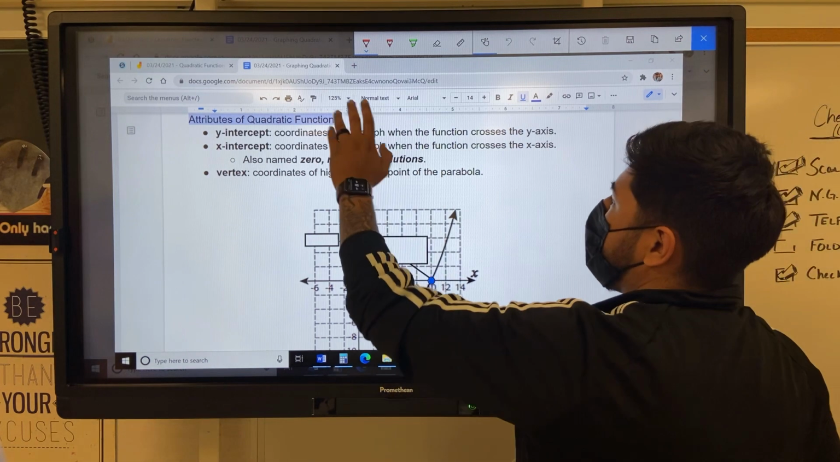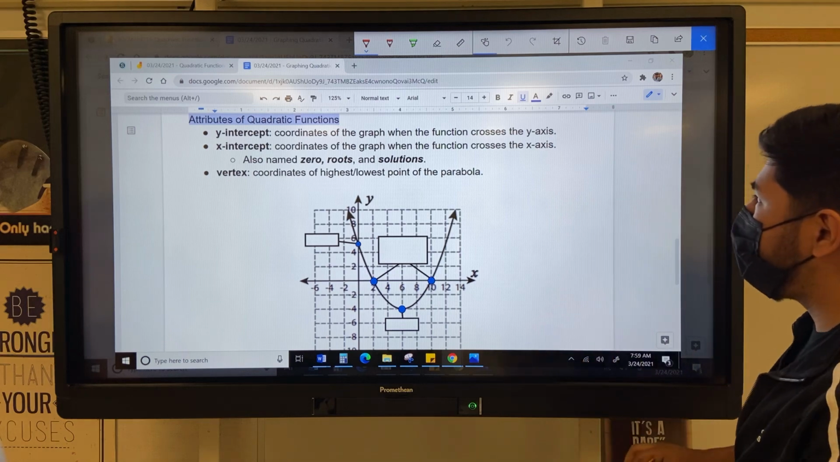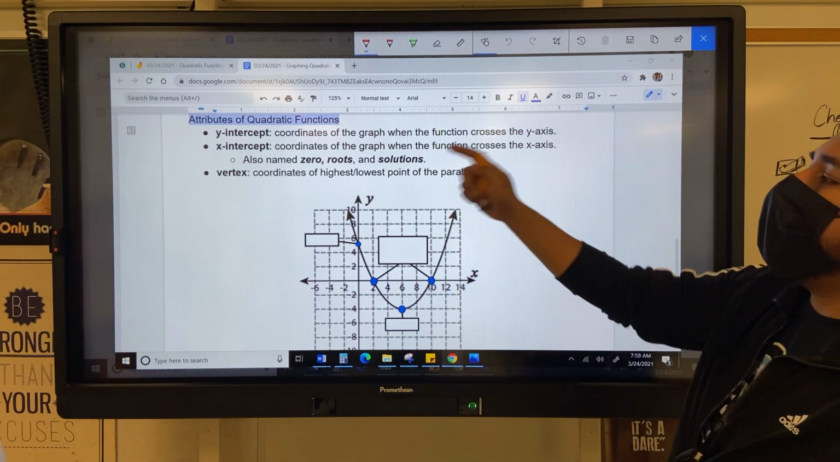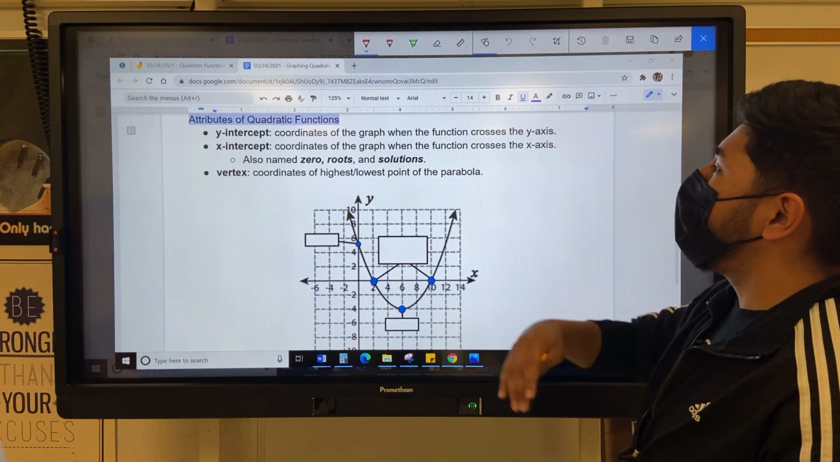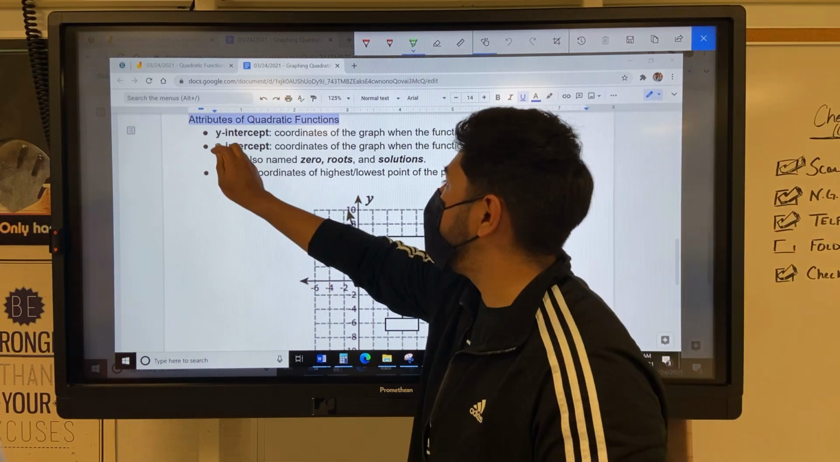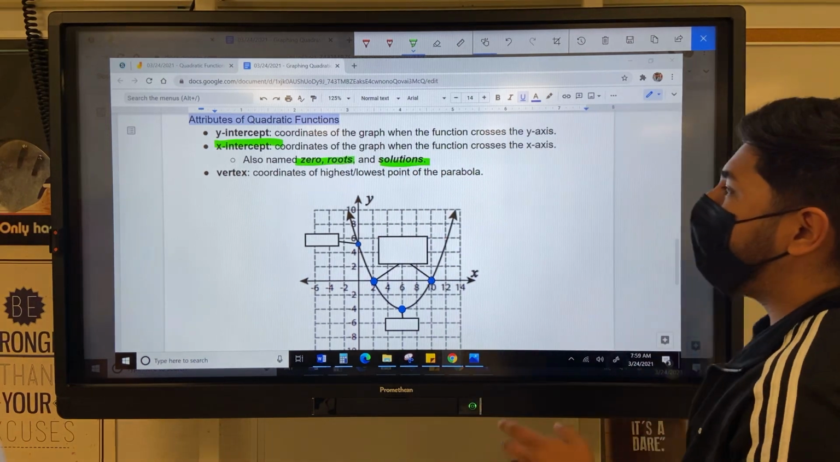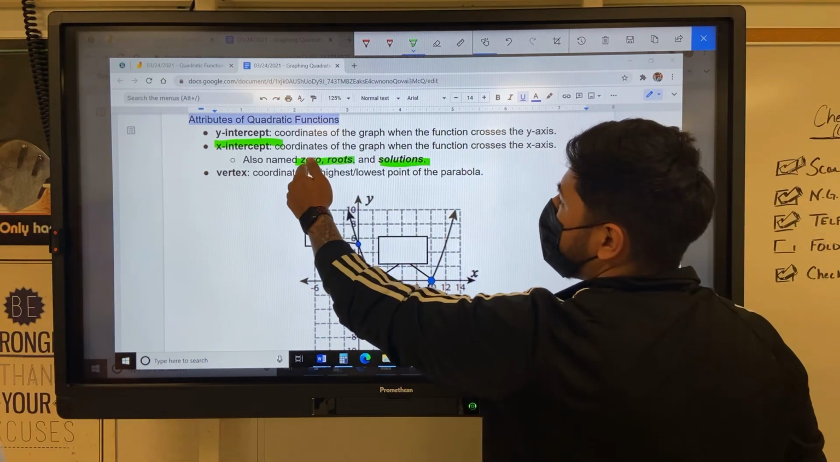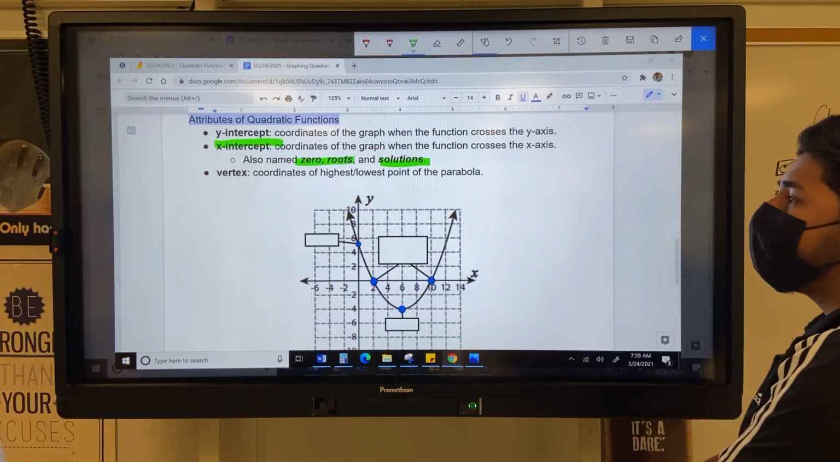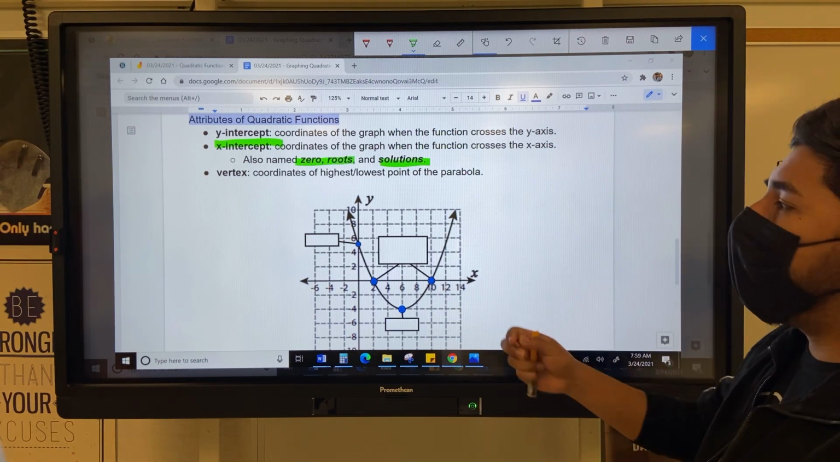But make sure you're saying, okay, Mr. Armidas gave me the definitions. The Y-intercept are the coordinates that cross the Y. The X-intercepts are when the coordinates cross the X. But they're also named, make sure you write this down or at least give yourself a little bit of leeway. X-intercepts can also be called zeros, roots, or solutions. So just be careful in the wording with questions.